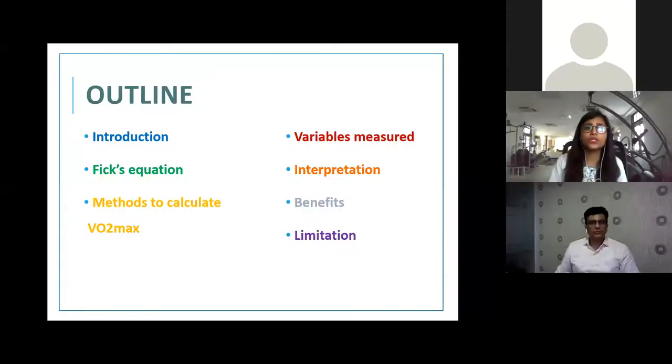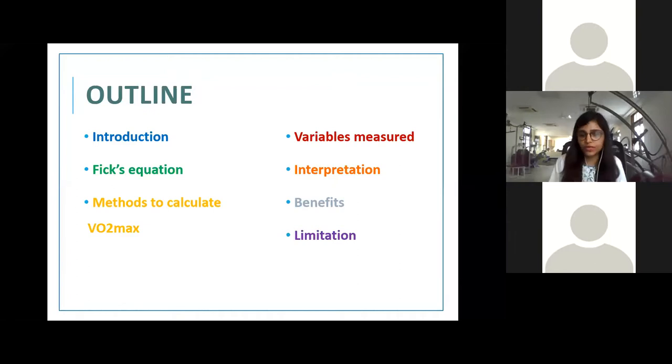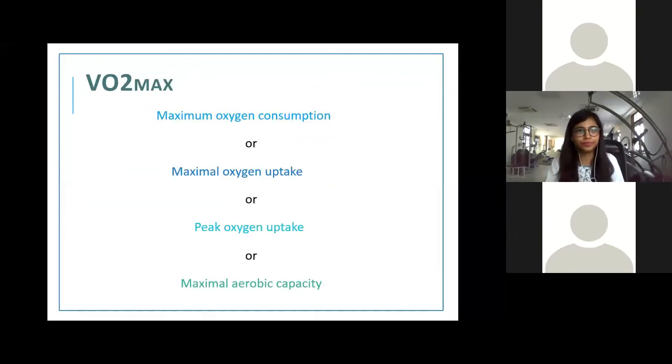webinar, we are going to discuss what is VO2 max, how do we calculate it, what are the methods that are available to calculate, what are the variables that we measure, how do we interpret the results, and what are the benefits and limitations of doing the direct and indirect testing.